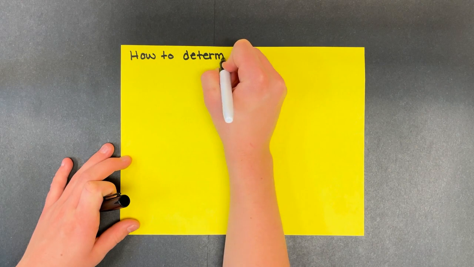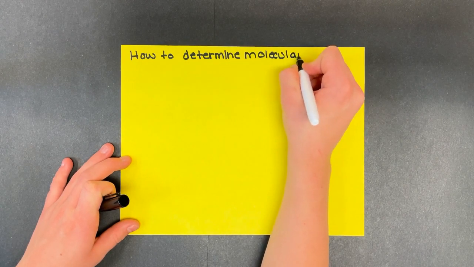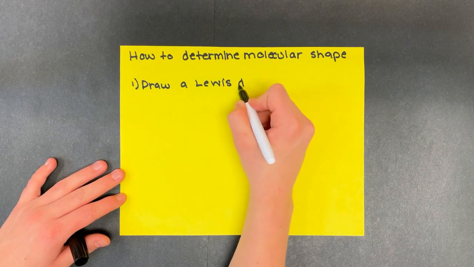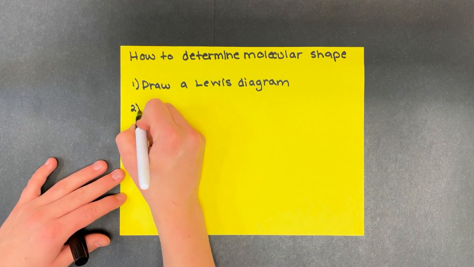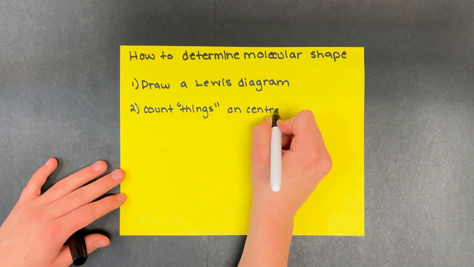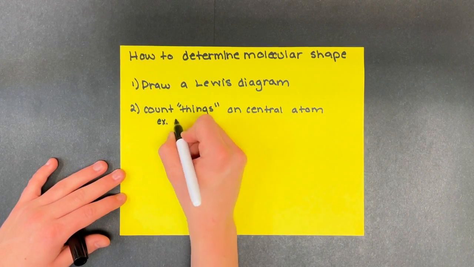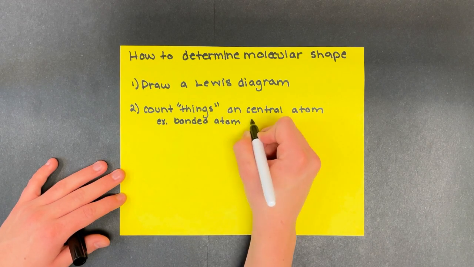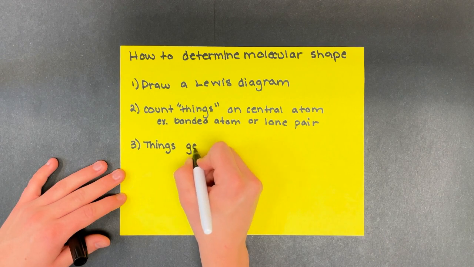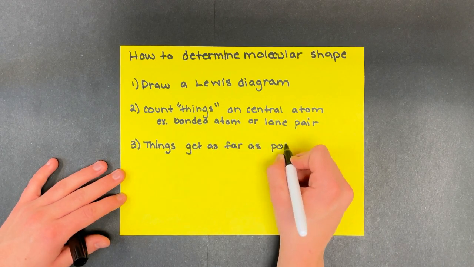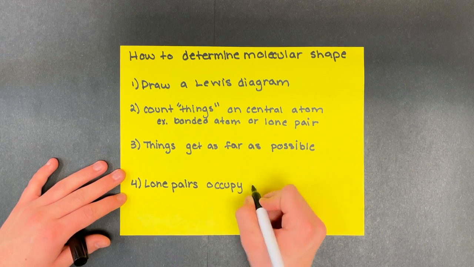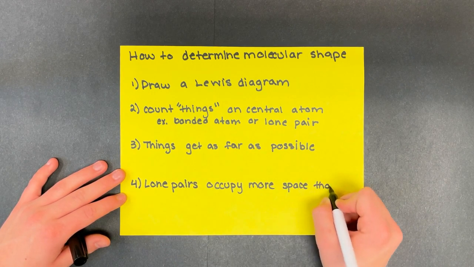Next, we're going to look at how to determine molecular shape. The first step is to draw the Lewis structure of the molecule. The second step is to count the number of things on a central atom. By things, it means bonded atoms or lone pairs. The third step is to look at the rule: things repel and get as far away as possible. The fourth step is to look at the rule: lone pairs occupy more space than bonds.